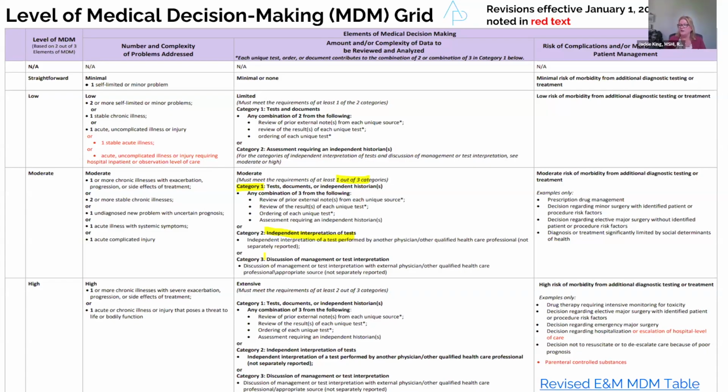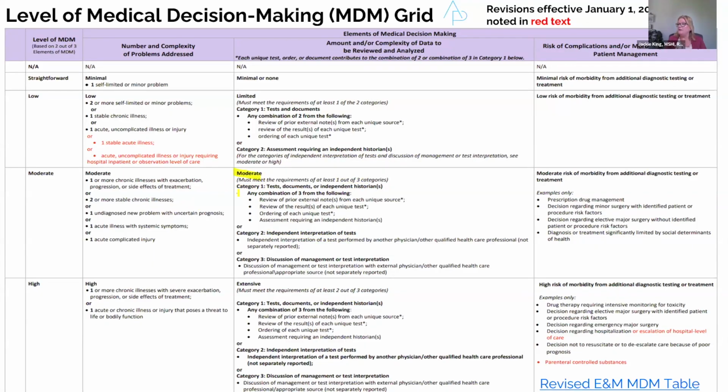And then the third category is discussion of management or test interpretation with an outside provider. Let's say we have a patient who may be cognitively unable to speak, and we want to get a hold of their primary care physician because they're very agitated and we need to know, is this baseline or is this patient in pain and can't tell me? That would be discussion of management with an outside physician, the patient's primary care, and that would count as moderate level of medical decision making.